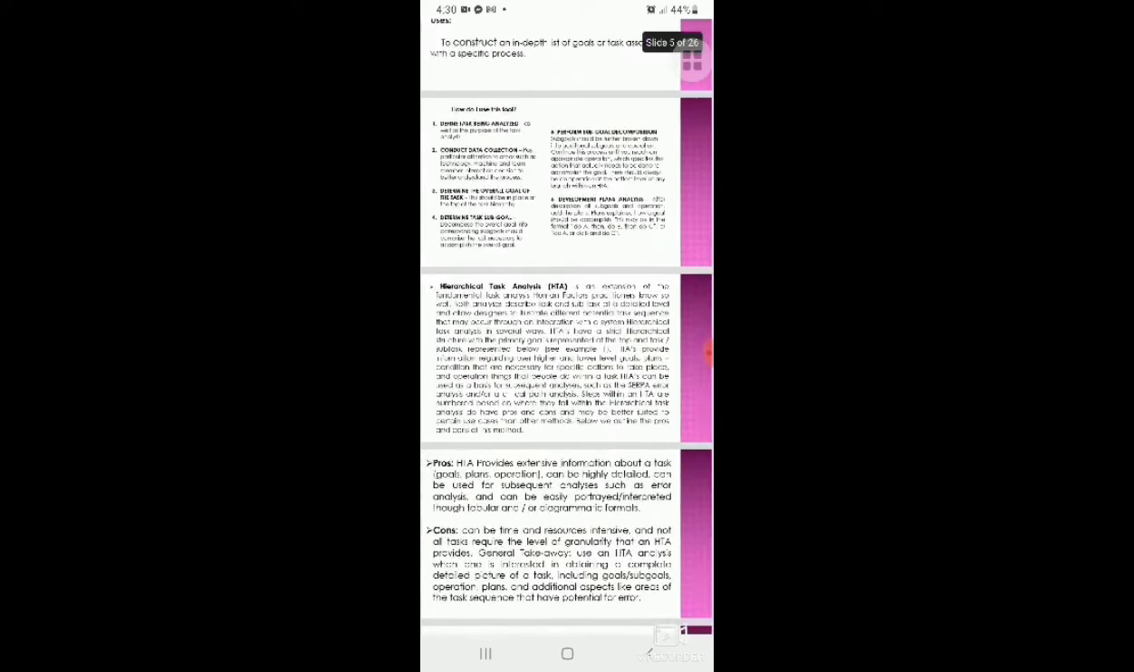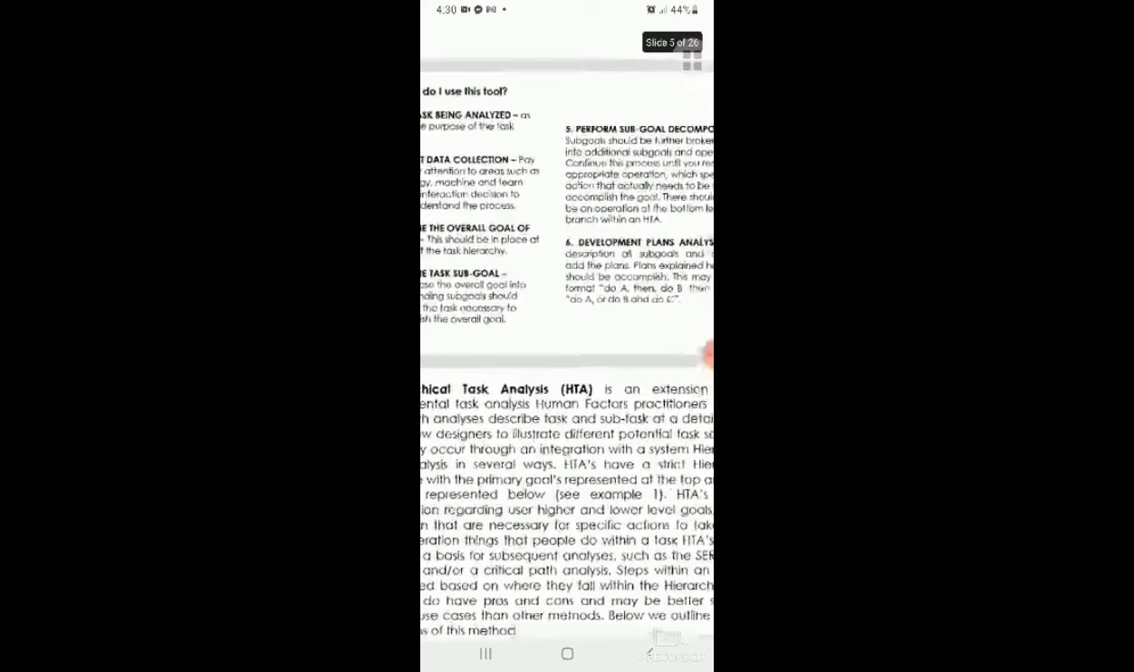How do I use this tool? Number 1, define the tasks being analyzed, as well as the purpose of the task analysis. Number 2, conduct data collection. Pay particular attention to areas such as the technology, machine, and team member interaction and decisions to better understand the process. Number 3, determine the overall goal of the task.